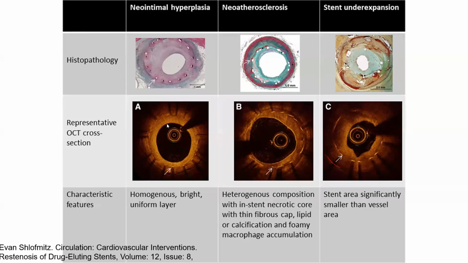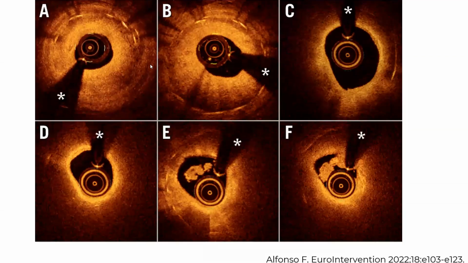By IVUS, it would be kind of the same. You will have a thick, bright, echogenic, white, homogeneous structure in neointimal hyperplasia, whereas in neoatherosclerosis, you will have dark spots of lipid-laden plaque. Those are other images by OCT. This is neointimal hyperplasia, a thick, homogeneous structure.